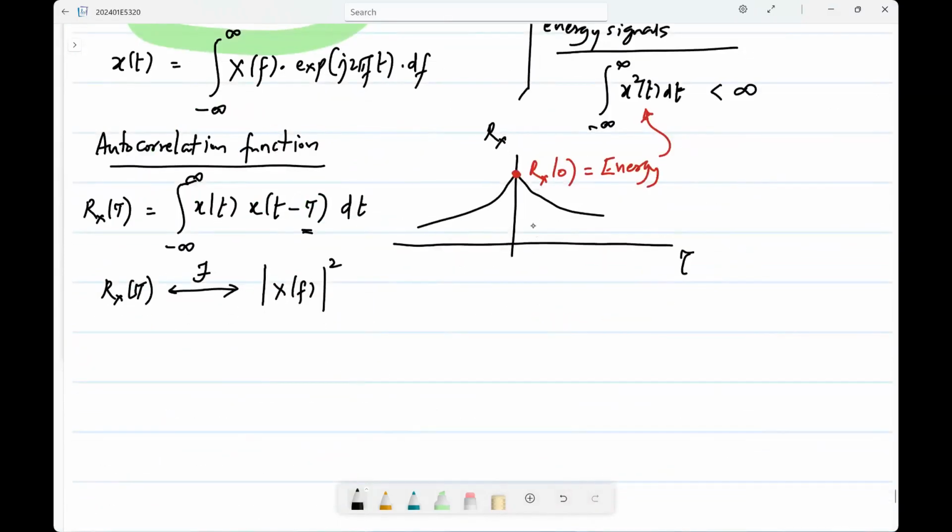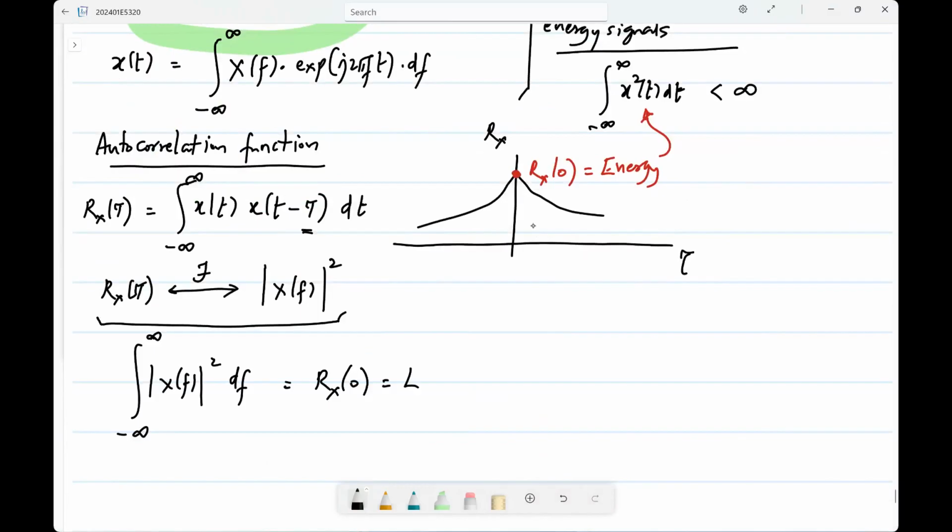So similarly, because these two are a Fourier transform pair, the integral of this is the autocorrelation at 0 time shift, which is what? Energy. So now what does this represent in that case? Absolute value of x of f squared. It's the energy. I don't know why you are suddenly jumping to power.